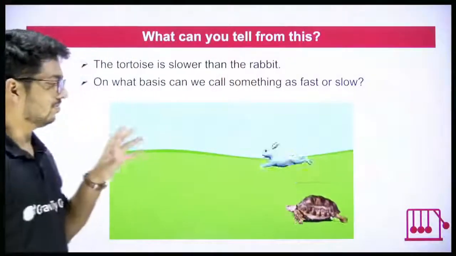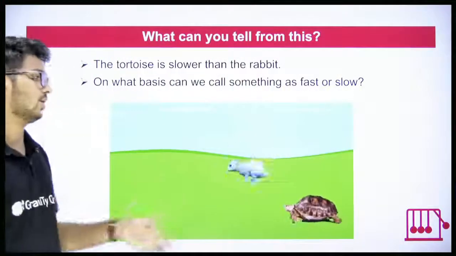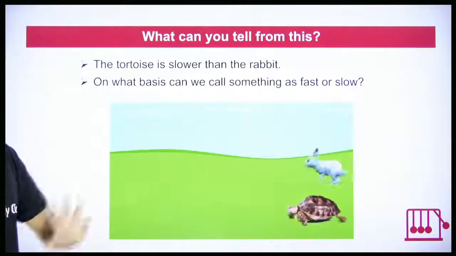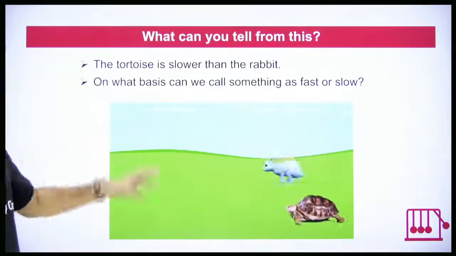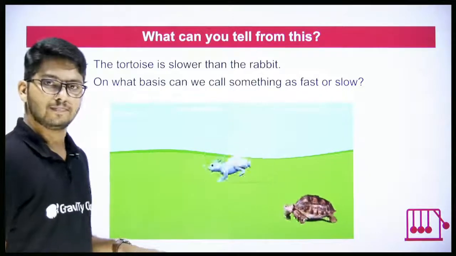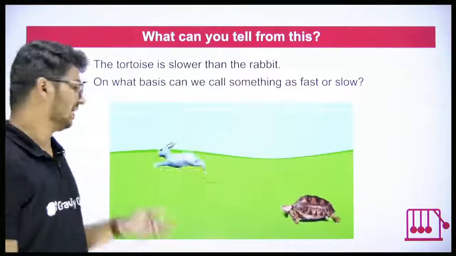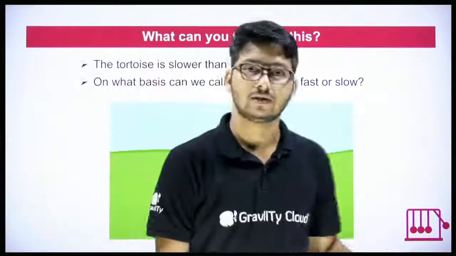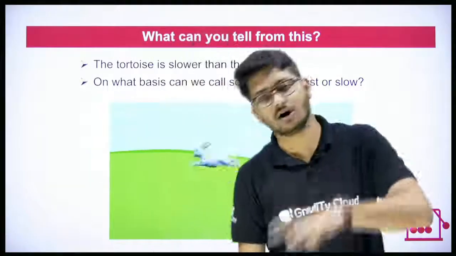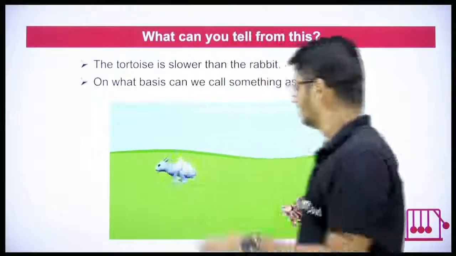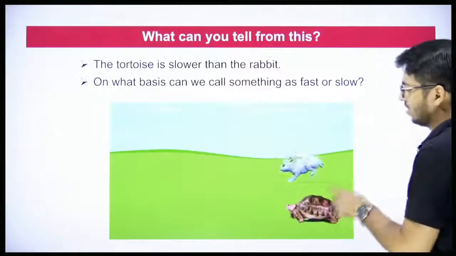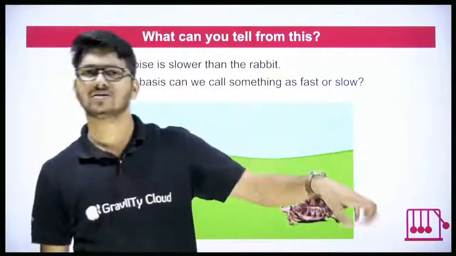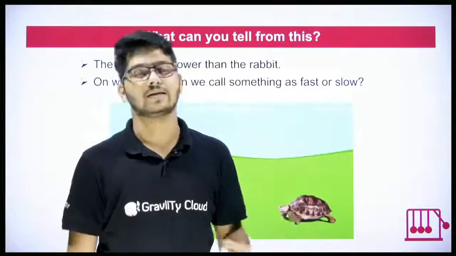Right now, all of you would have heard the story of a tortoise and a rabbit, yes or no? You know the story. I'm not going into the story part. But if I only look at the animation here, what can we say? We can clearly say that the rabbit is faster than the tortoise. Or in other words, the tortoise is slower than the rabbit.